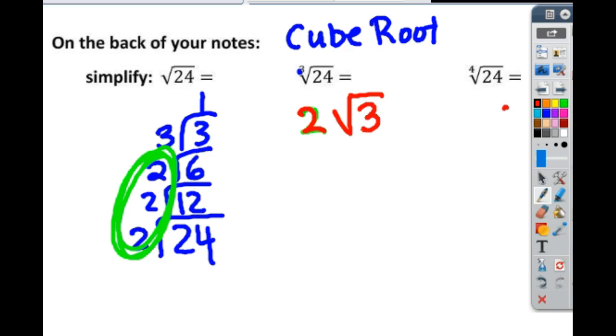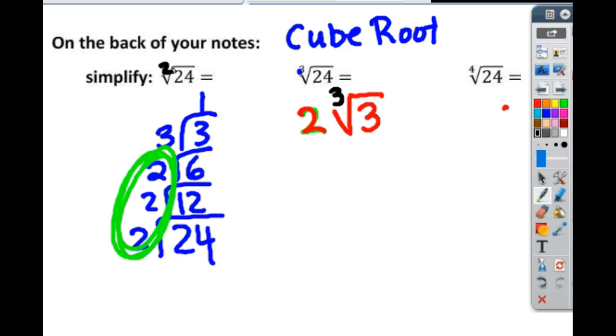Because if the index is not 2, you have to write the index in there. That's a cubed root, not a square root, so I need to see a little 3 right there. If the index is not written, it's a square root. If you wanted to write in an index, it would be an index of 2.